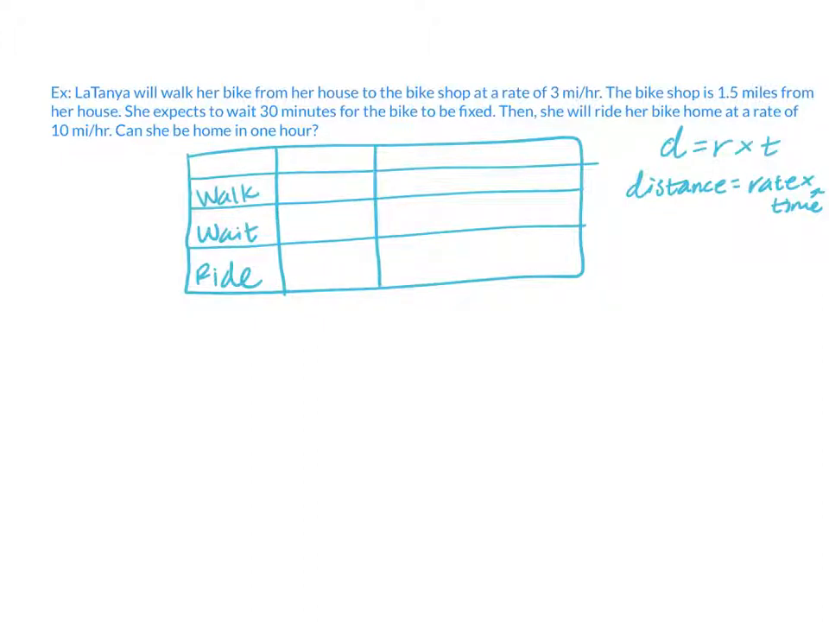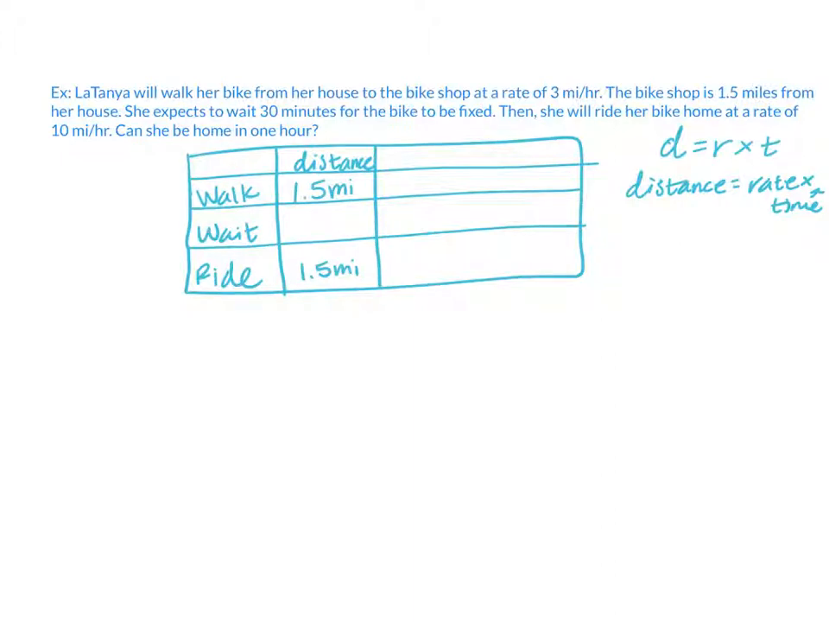We do know what the distance is, right? We know that the walk from her house to the bike shop is 1.5 miles. We also know that the ride from the bike shop to her house is also 1.5 miles. And then we know that the distance she travels while she's waiting is not going to be any distance, because they just told us that's how long she's waiting.